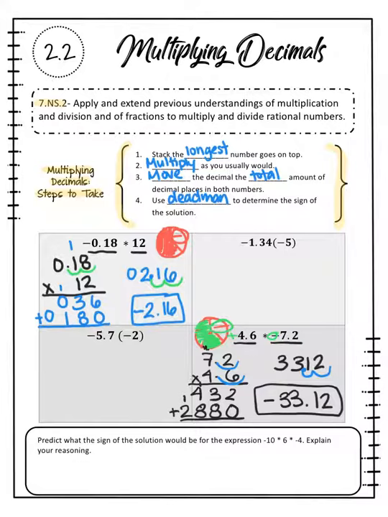And then I do want you to answer the very last question on the bottom. Predict what the sign of the solution would be for the expression negative 10 times positive 6 times a negative 4, and explain your reasoning. So you should notice that there is something different from this problem than the problems that we've been working on.